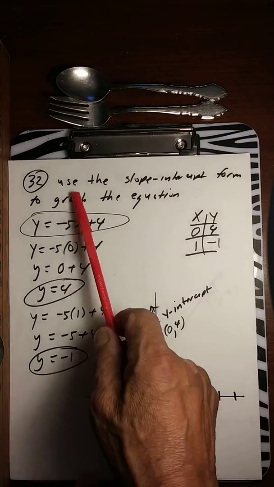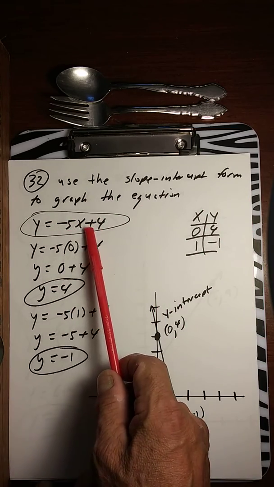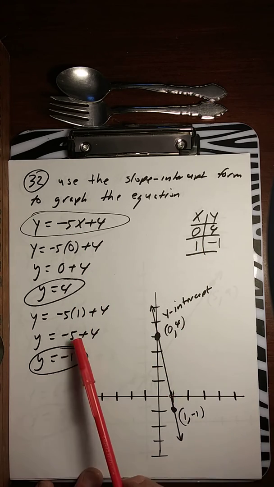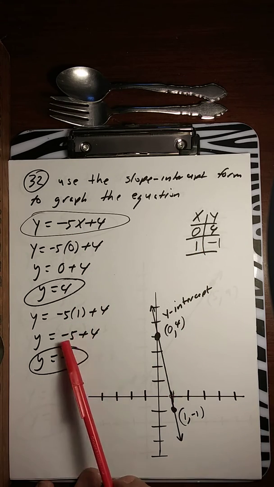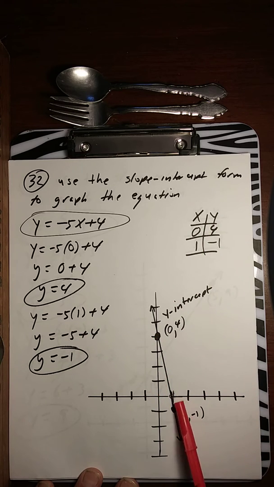So this one, use the slope intercept form of the graph. Y equals negative 5x plus 4. Put a 0 in there. It's going to be 0 plus 4 is 4. Put a 1 in there. Negative 5 times 1 is negative 5. Negative 5 plus 4 is negative 1. So we have 2 points: (0, 4) and (1, negative 1). We're done. Or, can we use a calculator?